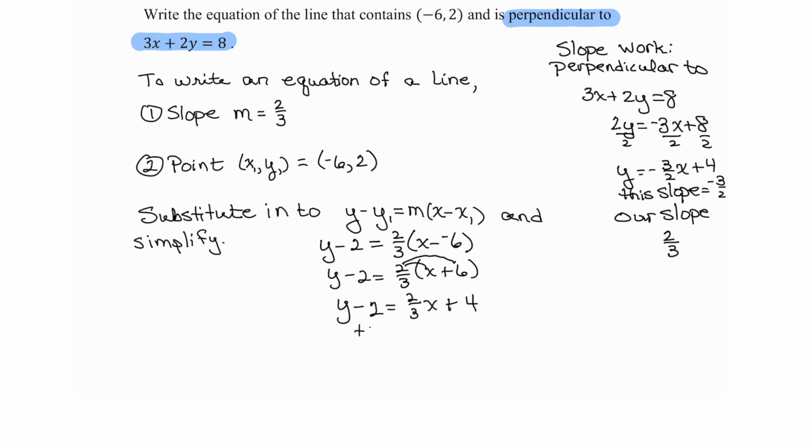And then add 2 to both sides. I get y is equal to 2/3 x plus 6. And that is the equation of the line that is perpendicular to 3x plus 2y equals 8, and that goes through the point negative 6, 2.